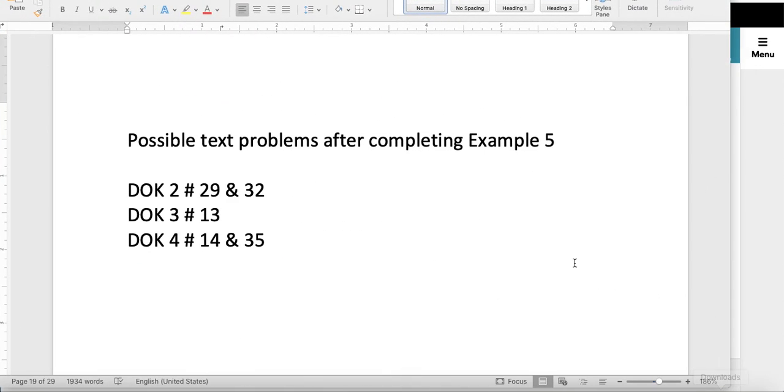The problems you should be able to do now are 29, 32, 13, 14, and 35.